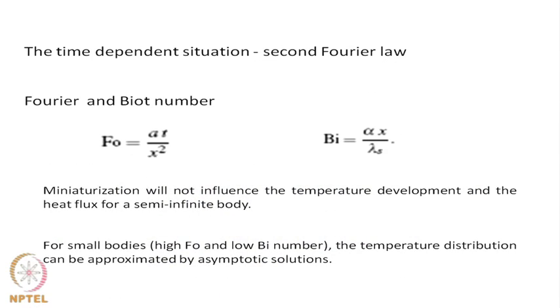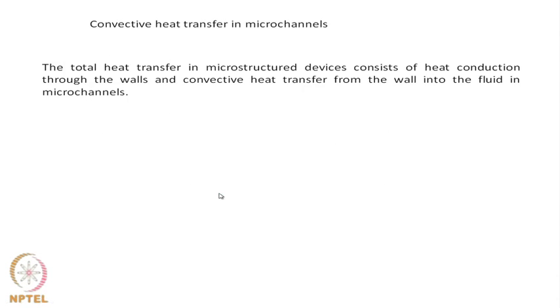So, the two numbers of relevance here are the Fourier number, which is alpha t by x square, where alpha is the thermal diffusivity, t is the time, x is the length scale, and the Biot number as I have already explained. So, Fourier number tells us how fast a temperature front will penetrate into a solid, whereas Biot number would tell us how the temperature of a solid is changing. So, these two are important parameters, the time dependent important parameters in the second Fourier law.